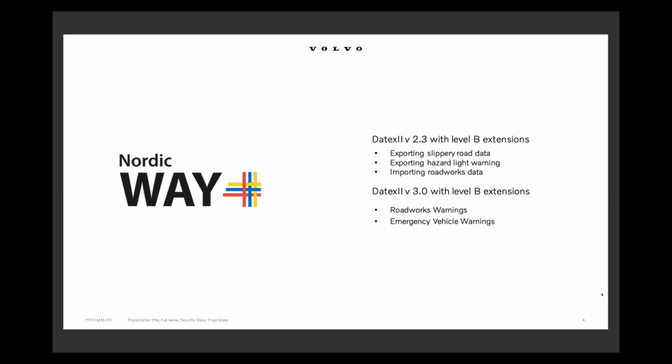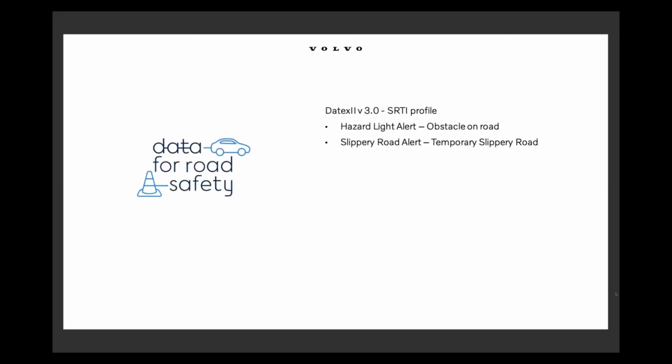In later Nordic Way projects, especially Nordic Way 2, we have been trying out DATEX II version 3.0. It was quite new at the start of Nordic Way 2, but we have been using it with great success for exchanging data about roadworks, and we have been active parties in developing an extension that models emergency vehicle warnings in DATEX II version 3.0 within the Nordic Way 2 projects.